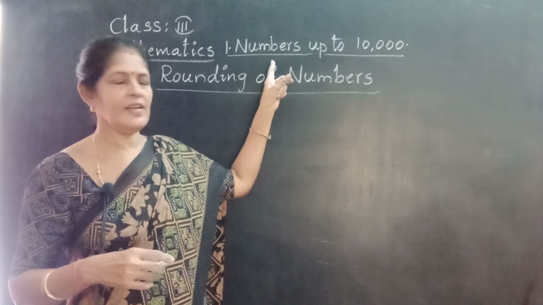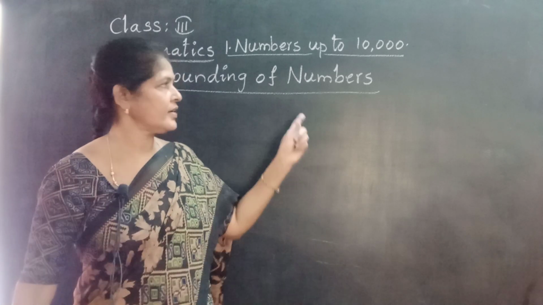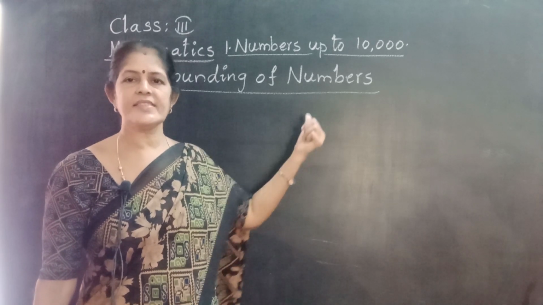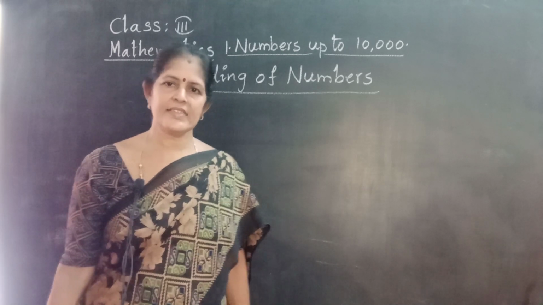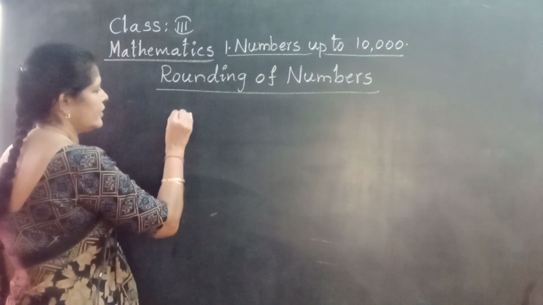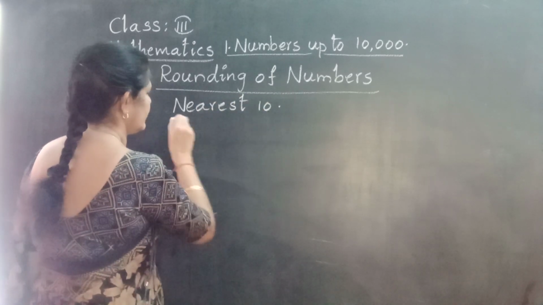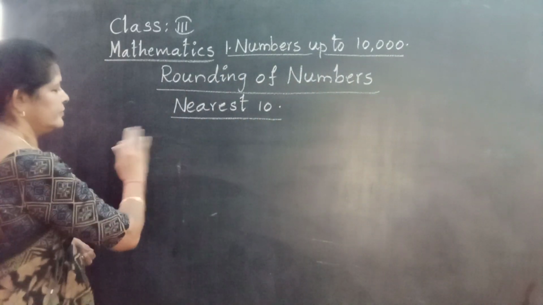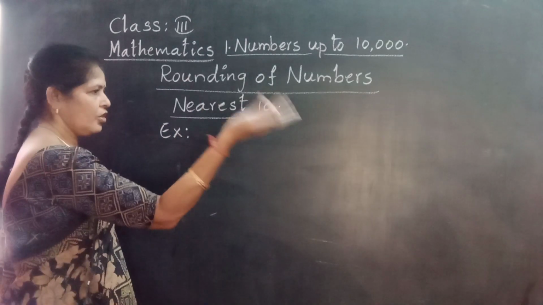Continuation of the first chapter, numbers up to 10,000: rounding of numbers. I started this in the previous class. First I am going to revise rounding of numbers to the nearest tens. See how to do that. I will give you examples. Once again I am going to revise that. Go to continuation.